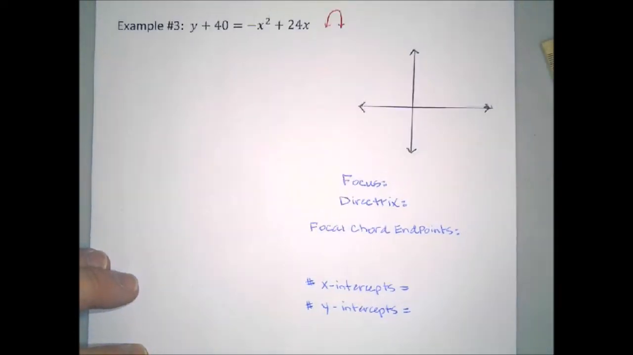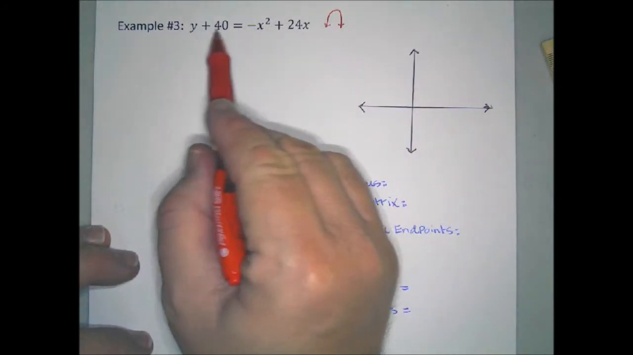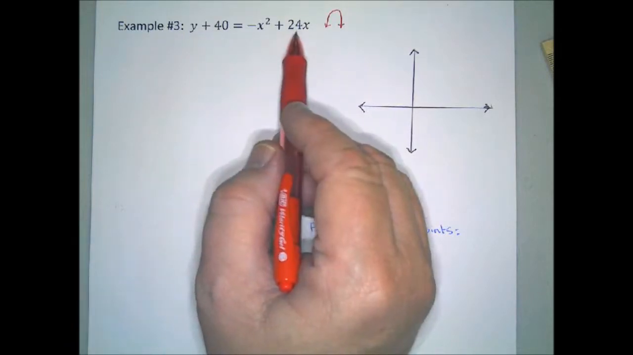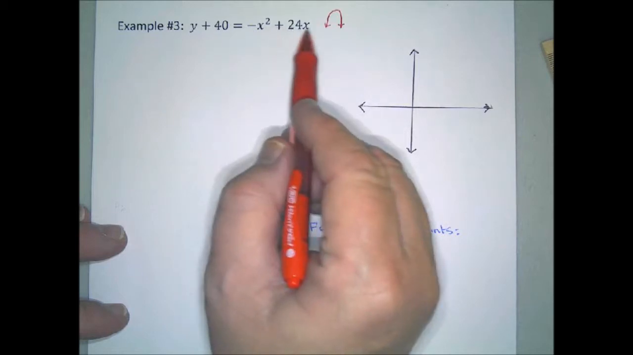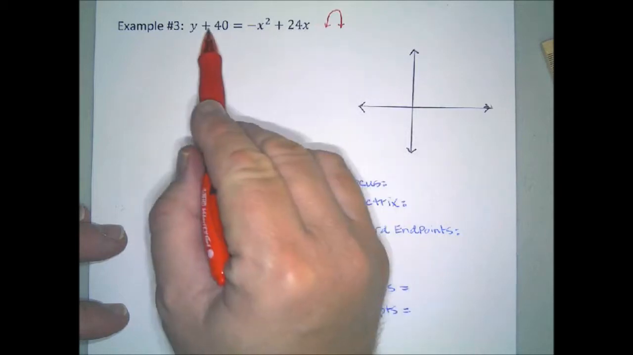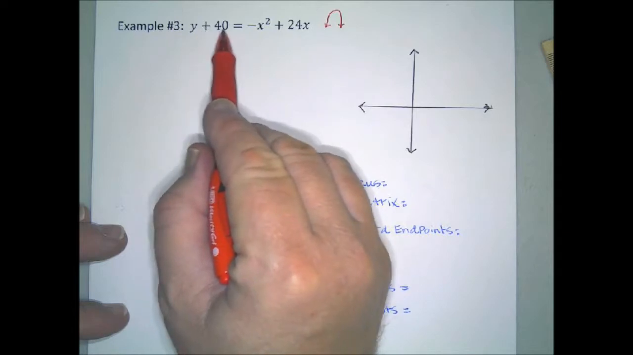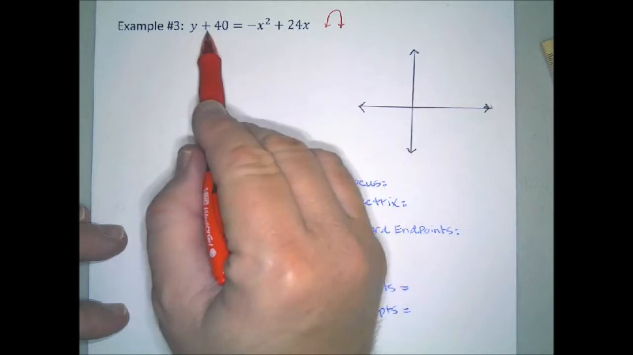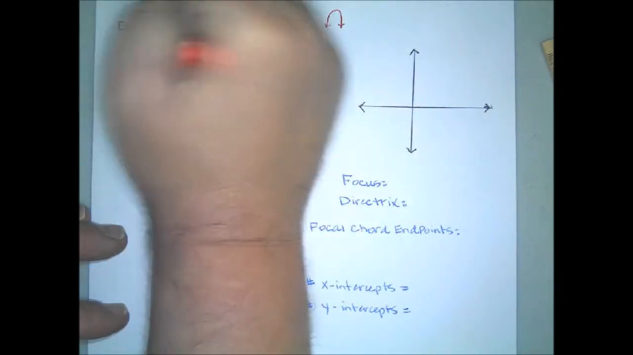However, the test is, can you identify the vertex simply by looking at the equation? And the answer is no, you can't. So we know we need to complete the square. Now the nice thing is the constant is already over here on the left-hand side with the y. If it were over here, we'd have had to move it, but it's already over here. So I just start the process of completing the square.